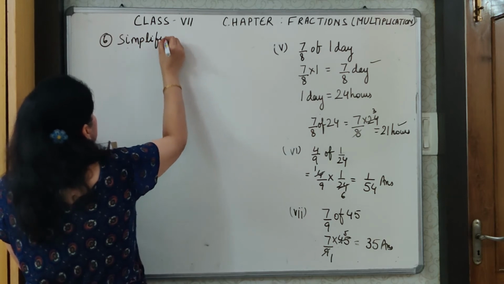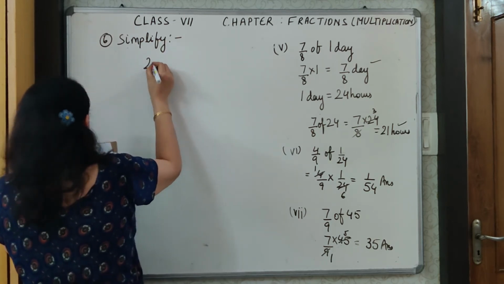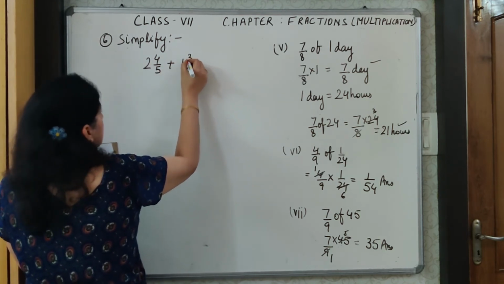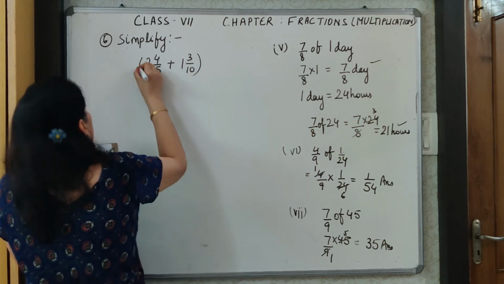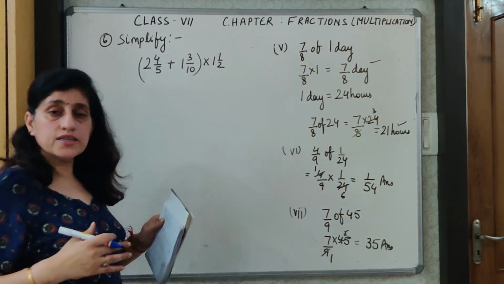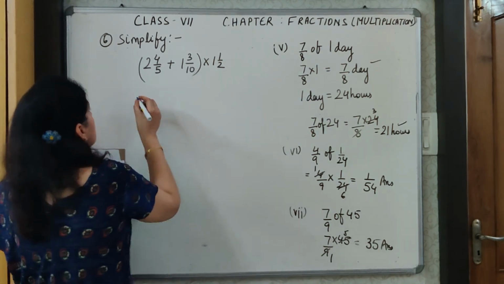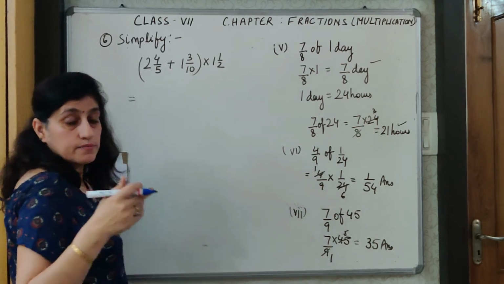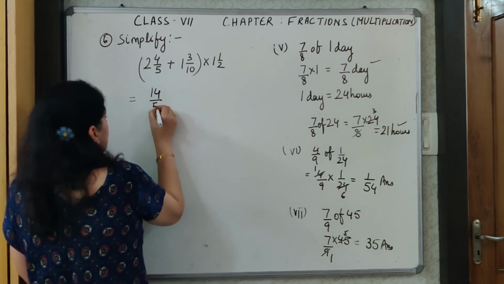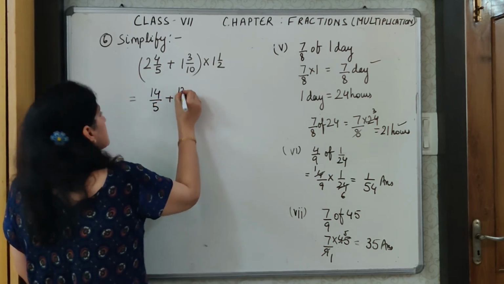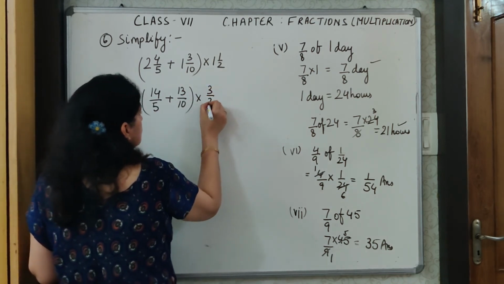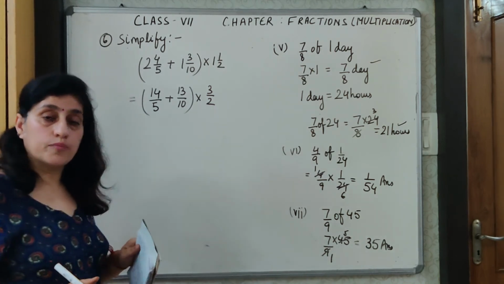And in simplify, the first question I have for you has a plus, because you have already done addition of fractions, and it has a multiplication also, which we are doing now. In these questions also we will follow the BODMAS rule, and the first thing is to convert them into improper fractions. 5 2s are 10 plus 4, 14 upon 5, plus 10 1s are 10 plus 3, 13 upon 10, into 3 upon 2, all converted to improper fractions.